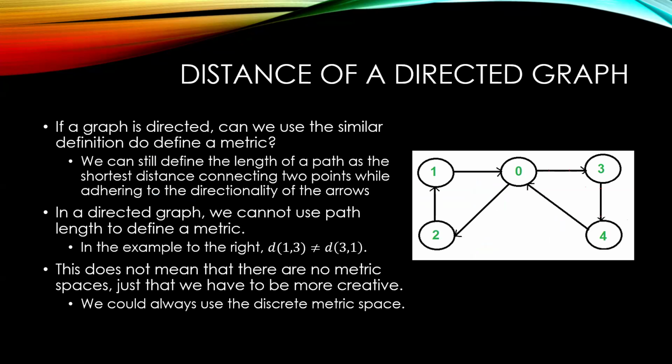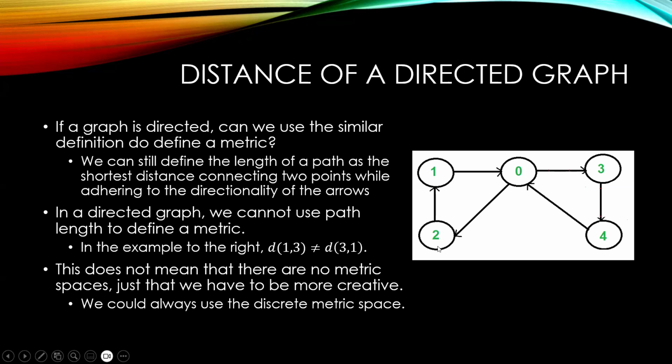What about a directed graph? Will directed graphs form a metric space? Well, generally, no, they won't. But let's see why. If a graph is directed, can we use a similar definition to define a metric? We can still define the length of a path as the shortest distance connecting 2 points while adhering to the directionality of the arrows, but we can't really define it as a metric because we're not going to have symmetry.